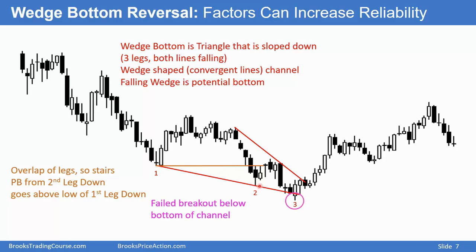You can draw a channel line. We have a reversal up, a reversal up. You can draw a line. And here we're breaking below the line and we're reversing up. Failed breakout below the bottom of the bear channel. That's good for the bulls.